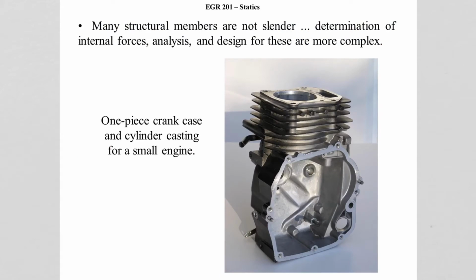There are many members that are not slender members. Here's an example of one. This is a one-piece crankcase, and it's a casting for a small engine. It is a very complex design, and determining the forces internal to a structure like this really takes a lot more analysis than what we will be doing. A lot of it is computer analysis using something like finite element analysis.